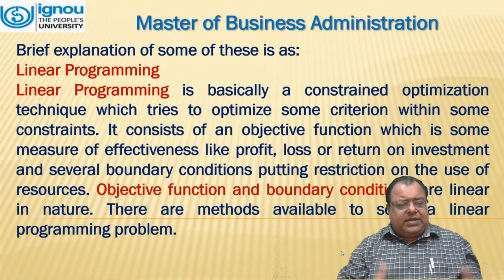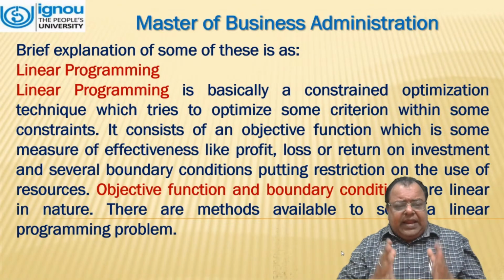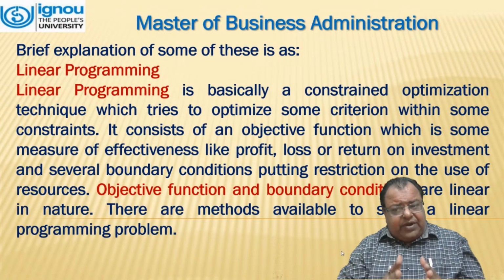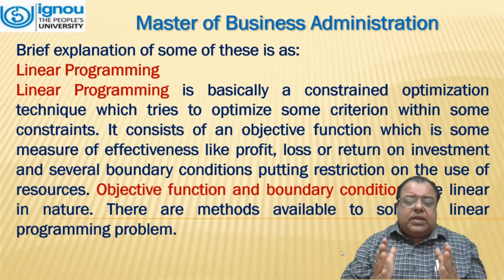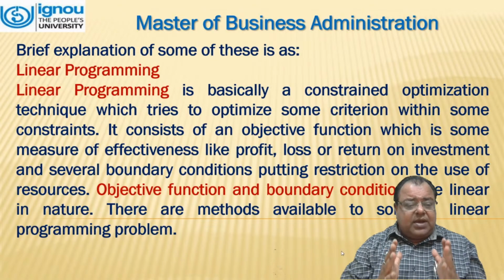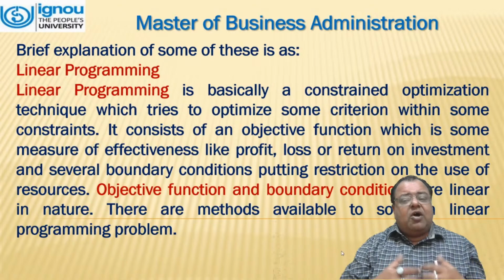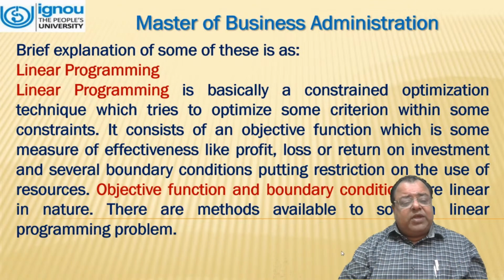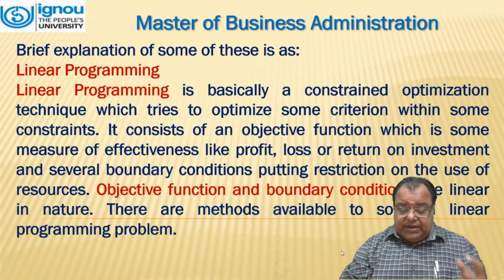A brief explanation of these: we will start with linear programming. Linear programming is basically a constrained optimization technique which tries to optimize some criteria within some constraints. It consists of an objective function, which is some measure of effectiveness like profit, loss, or return on investment, and several boundary conditions putting restrictions on the use of the resources. The objective function and boundary conditions are linear in nature. There are methods available to solve a linear programming problem.